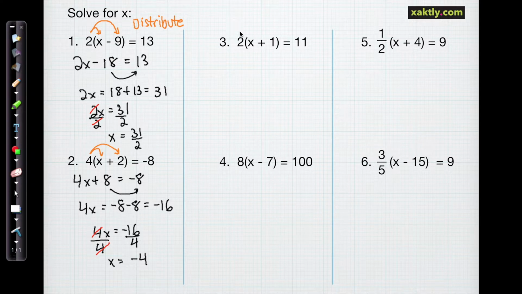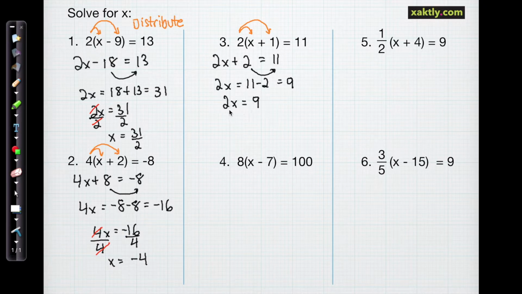Problem 3, same idea. Multiply the 2 by the x and the 1 to get 2x plus 2 equals 11. That dangling 2 there is the low-hanging fruit, so move that over first by subtraction. 2x is equal to 11 minus 2, which is 9. 2x is equal to 9, and then divide the 2 away to get x is equal to 9 halves.